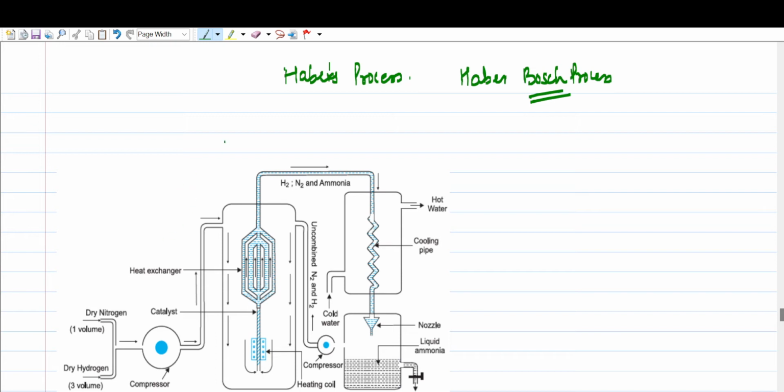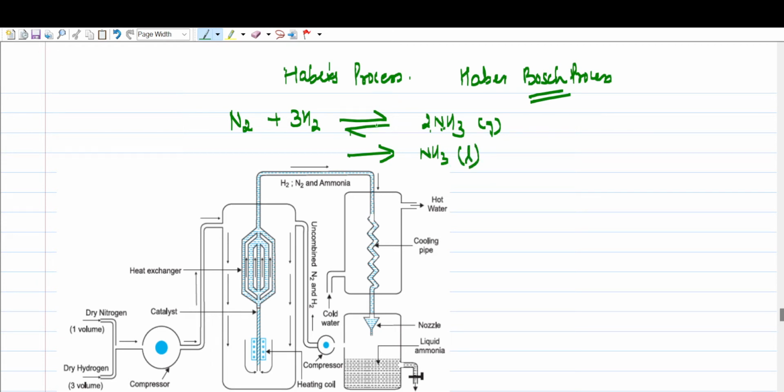So what is the reaction? 1 part of nitrogen gas and 3 parts of hydrogen gas, in a reversible reaction, form ammonia gas. Now, if we want to make this reaction irreversible, then what do we do? Instead of keeping ammonia in gaseous state, we cool and change ammonia into liquid state.